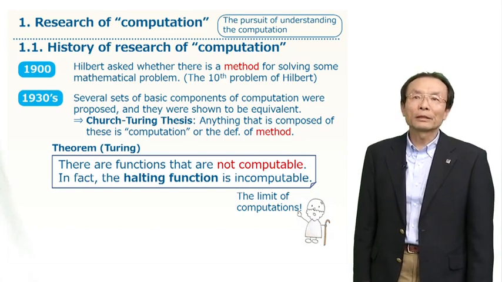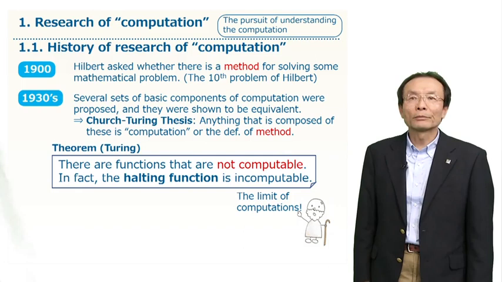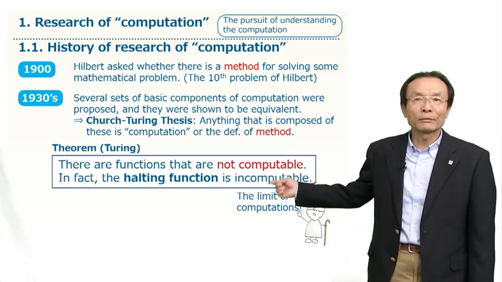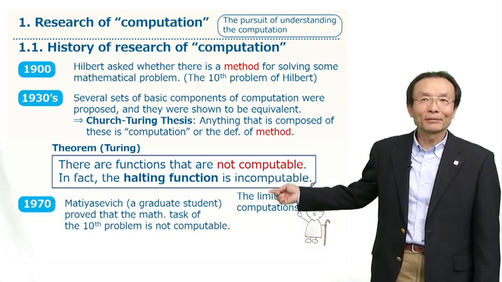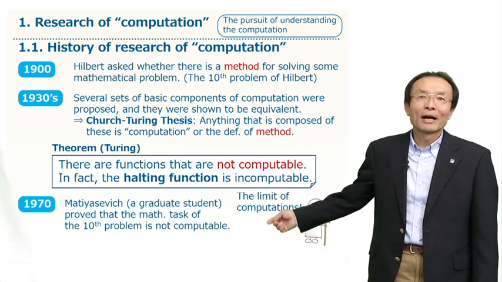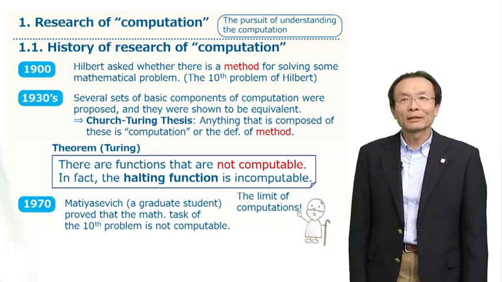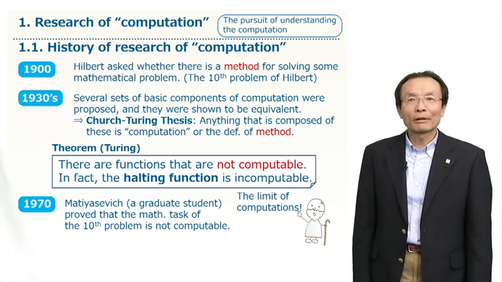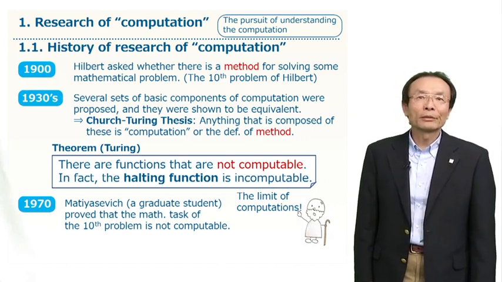Now, what about Hilbert's 10th problem? This took a long time from the first theorem showing the limit of computation. But finally, in 1970, Yuri Matiyasevich, a graduate student at that time, proved that the computational task that is asked by the 10th problem of Hilbert was indeed incomputable. That is, the 10th problem was solved negatively.